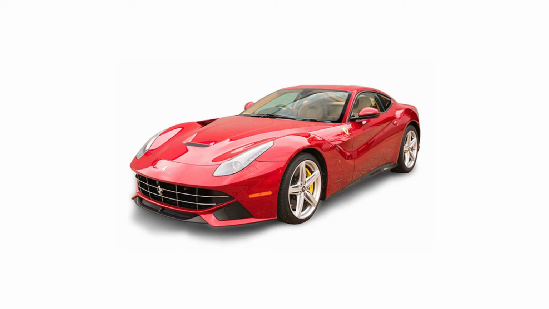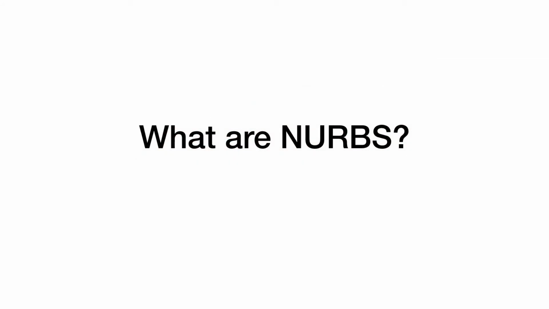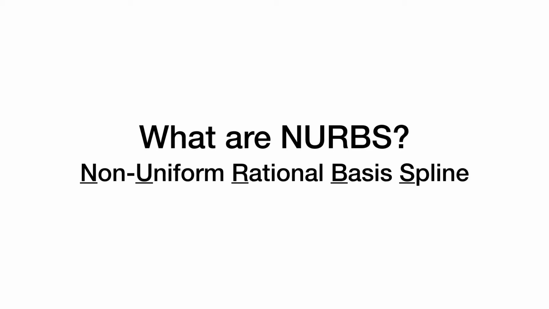So one of the tools we have at our disposal in Vectorworks are NURBS. All right, so what exactly are NURBS? Well, NURBS is an acronym that stands for Non-Uniform Rational Basis Spline, right? Perfectly clear? Okay, let's break that down. So let's start at the end.